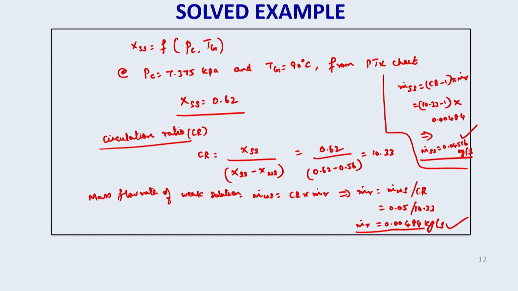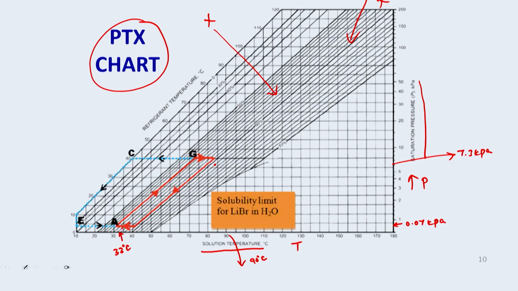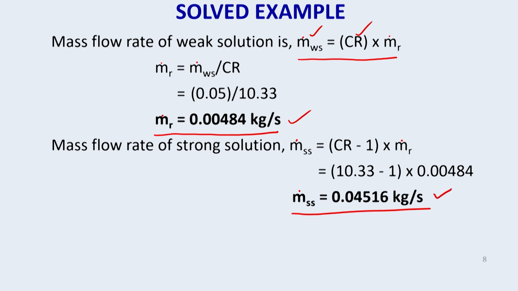So the pumped solution has a mass flow rate of 0.05 kg per second, out of which 0.00484 kg per second of refrigerant has been converted into vapor, and the remaining is the mass flow of the strong solution leaving the generator. So the mass flow of the weak solution is equal to the mass flow of the strong solution plus m dot r. Using this formula also we can find the mass flow of the strong solution. This is another formula I have given, and that's what we have calculated: 0.04516 kg per second.